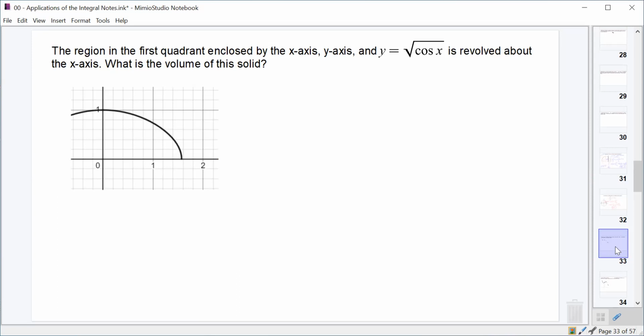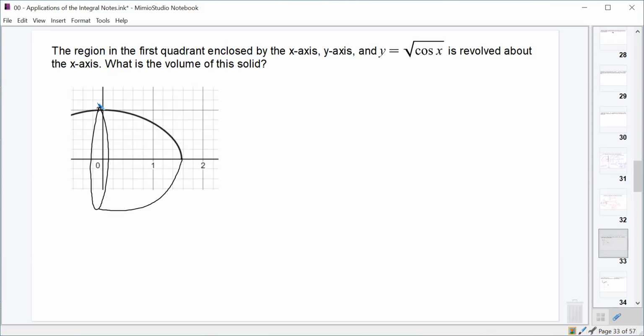So for this one, we've got the region in the first quadrant enclosed by the x-axis, the y-axis, and root cosine x, so that region that we've shaded right there. And we're going to revolve that region about the x-axis. As I do that, I'm just going to get something that looks a bit like the bottom part of an 8 or something.